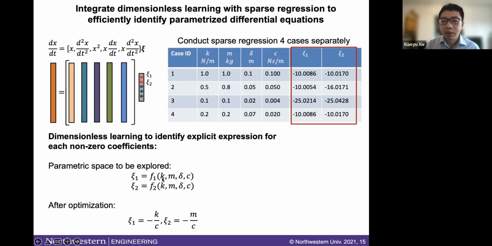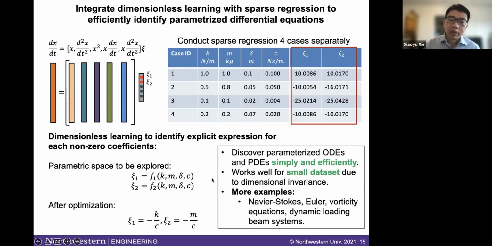We can formulate the first parametric relation like this: KC1 equals F1, which relates to the spring constant, mass, and initial displacement. And we can also formulate KC2 as another unknown function. After the optimization, as I demonstrated before, we can find the expression for these coefficients. This method is much simpler and more efficient. It also works well for small data sets because we add physical constraints like dimensional invariance. More examples can be found in our paper, like the Navier-Stokes equation, Euler equation, vorticity equation, and solid mechanics examples.